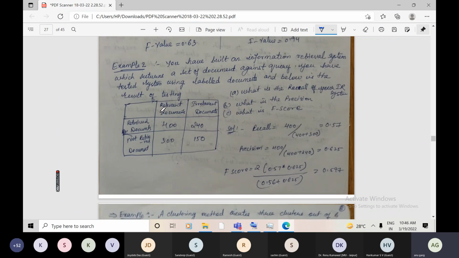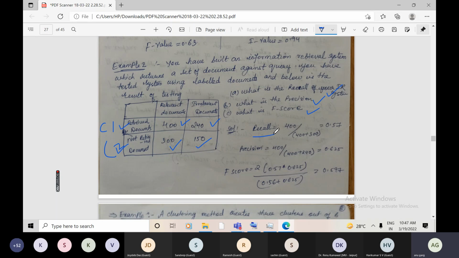So here, this question is from a previous exam paper. What they have said is they have given some information retrieval system, and they have asked us to find the recall of the IR system, precision and F score. Now, if you see the table, try to understand the table first. In the table, we have retrieved documents and not retrieved documents. That means this is your cluster 1, this is your cluster 2. Then in cluster 1, how many relevant documents, how many irrelevant. And in cluster 2, not retrieved documents, how many relevant and how many irrelevant.